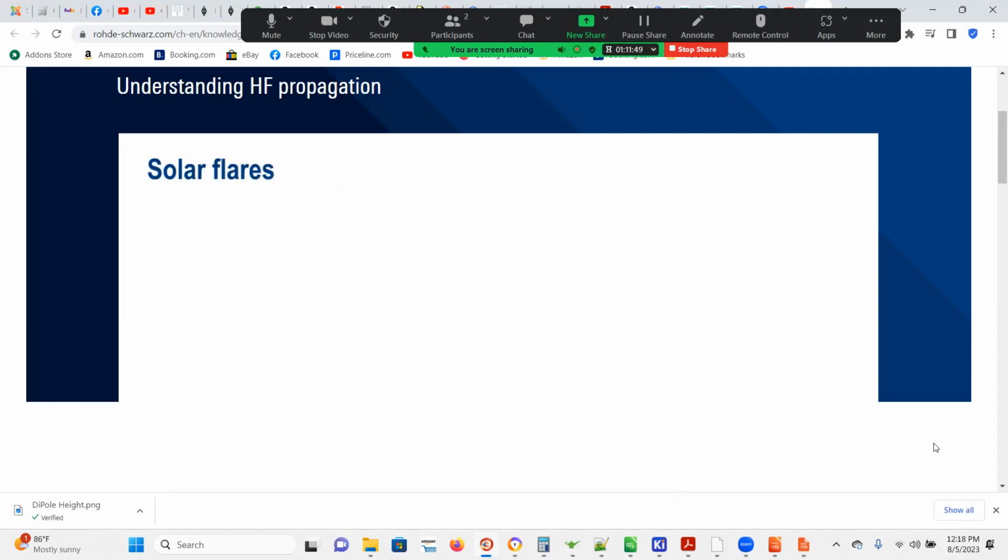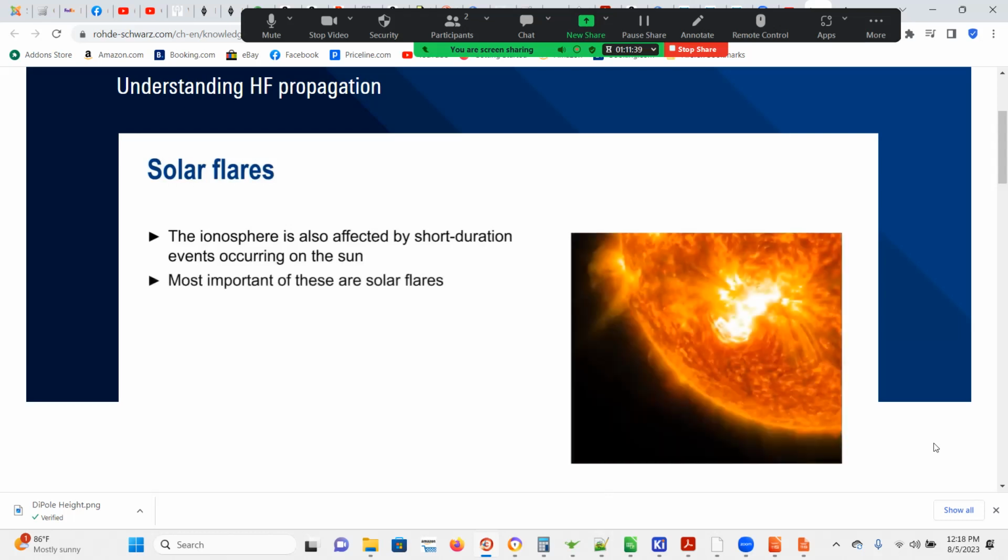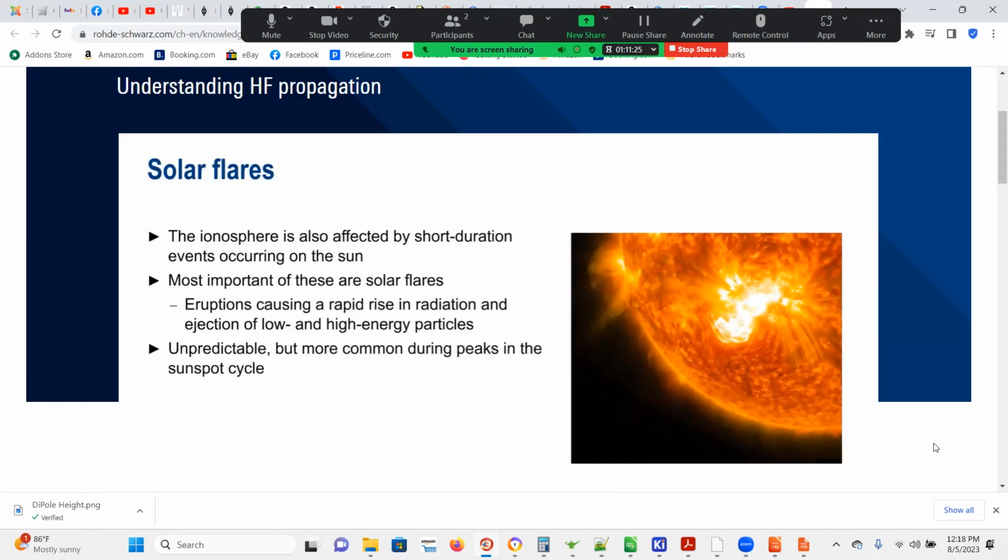Sunspot number and solar flux index are valuable measures of longer-term variations in solar radiation. The ionosphere is also affected by shorter duration events occurring on the Sun. The most important of these are solar flares, which are a type of eruption on the surface of the Sun. Solar flares cause a rapid rise in both X-ray and ultraviolet radiation, as well as the ejection of both low and high-energy particles. Solar flares are essentially unpredictable, but they do occur more commonly during peaks in the 11-year sunspot cycle.